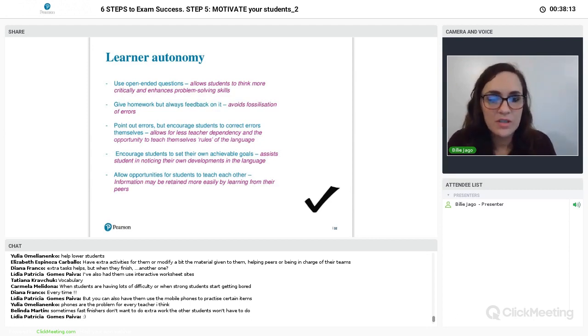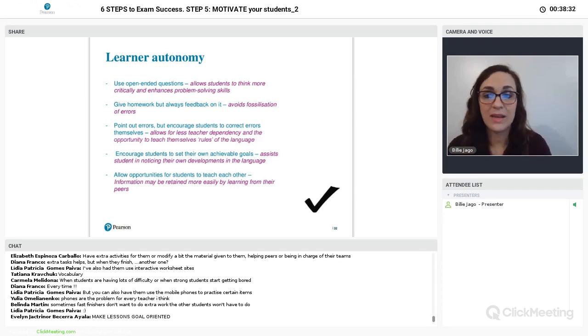So we can also ask students to set their own achievable goals. They might need a little bit of prompting with this, but it can be something small, such as including a certain phrase in their speaking or writing, or something bigger, such as giving a presentation in front of the class. Finally, I've often done the activity where students teach each other, as we spoke about earlier, and in that way it's encouraging autonomy and encouraging them just to learn from each other and to retain the information a bit better as well. So all of these things encourage the students to try and learn for themselves.